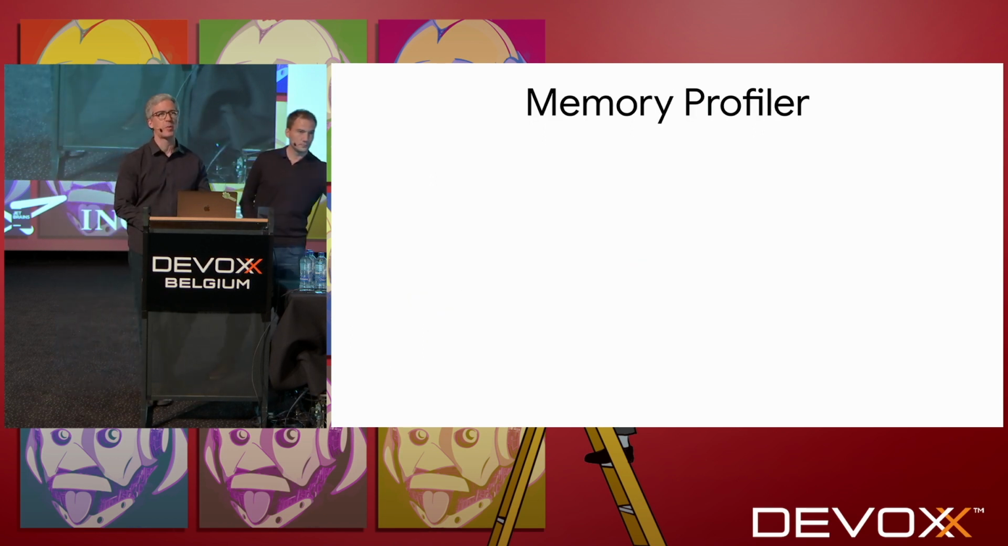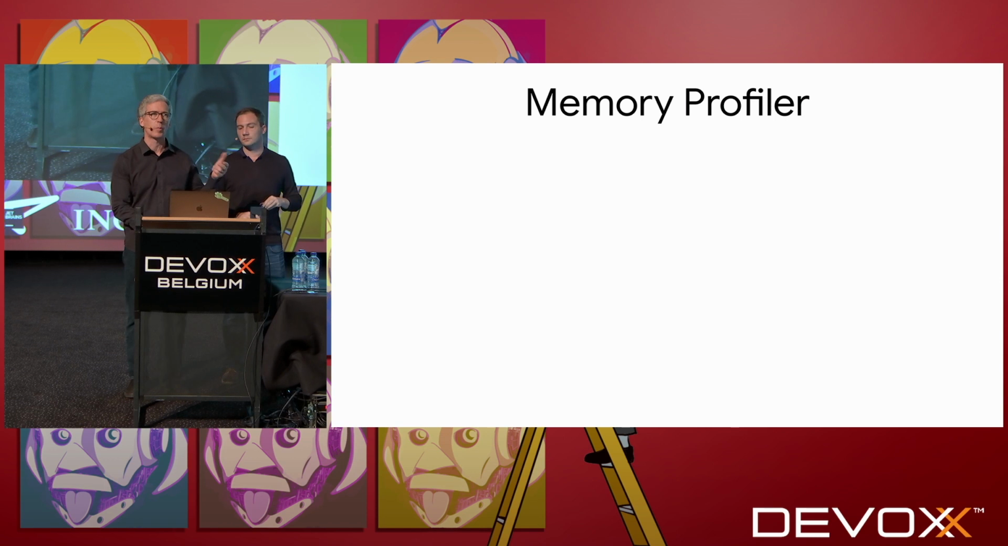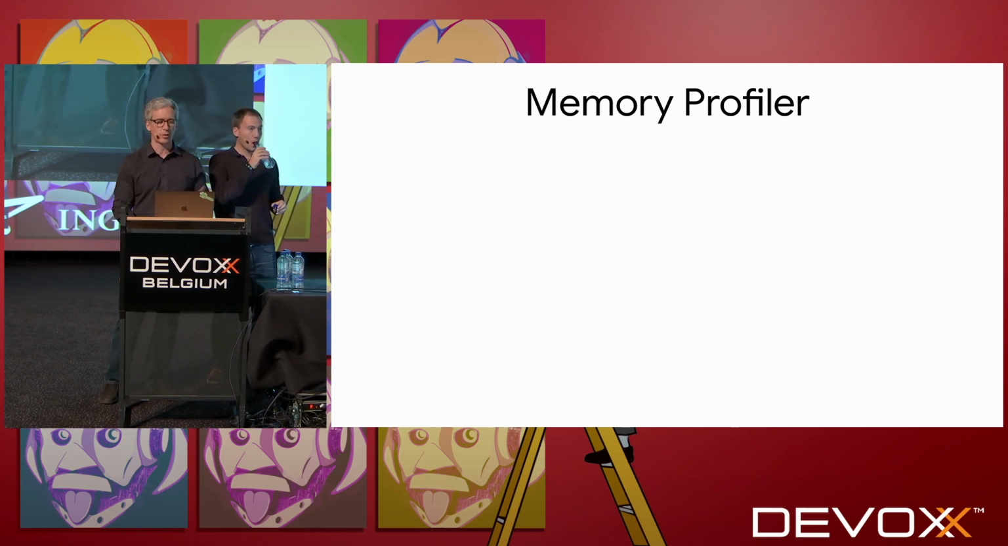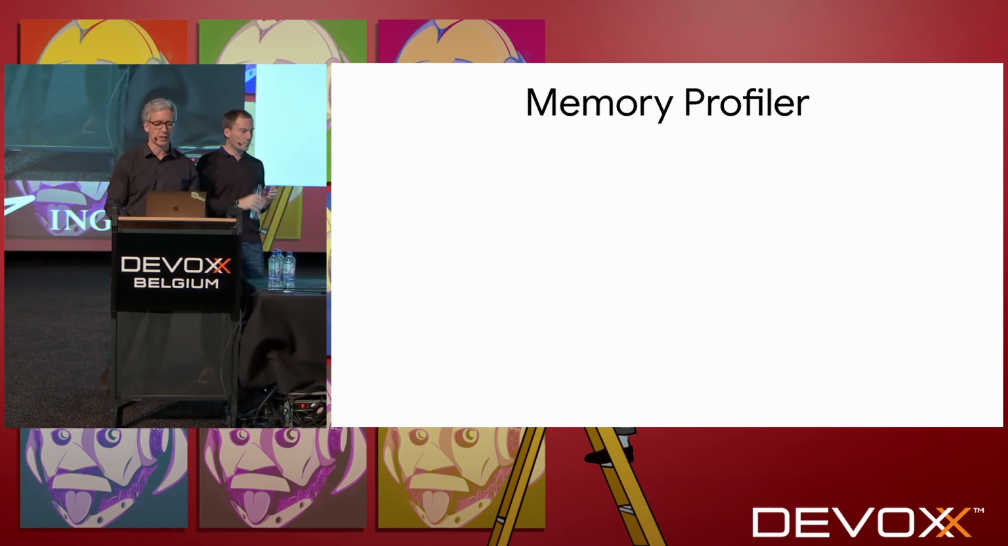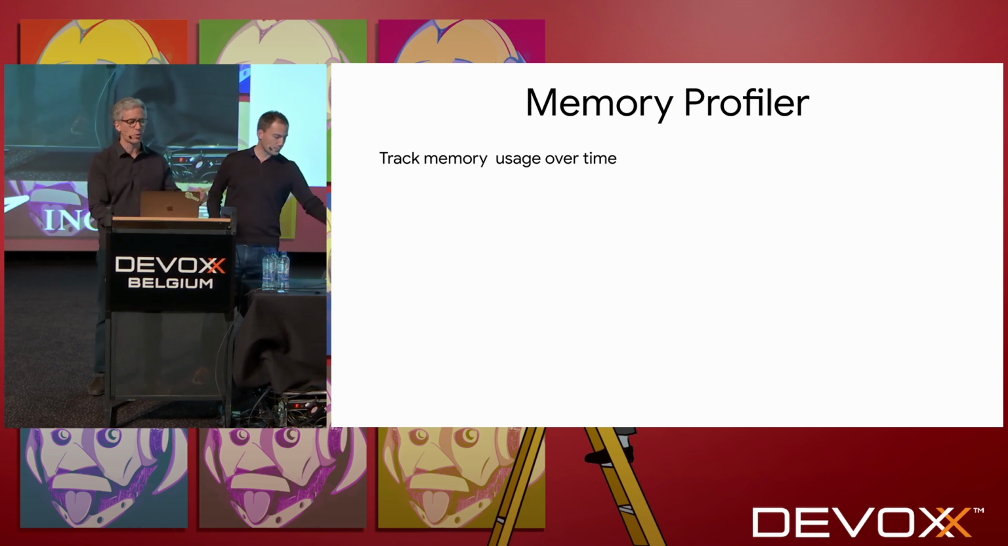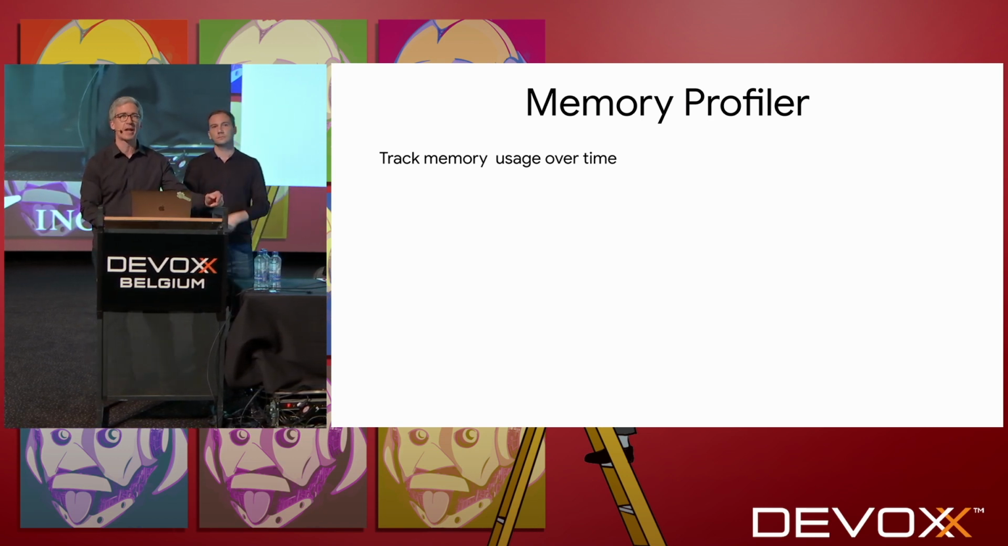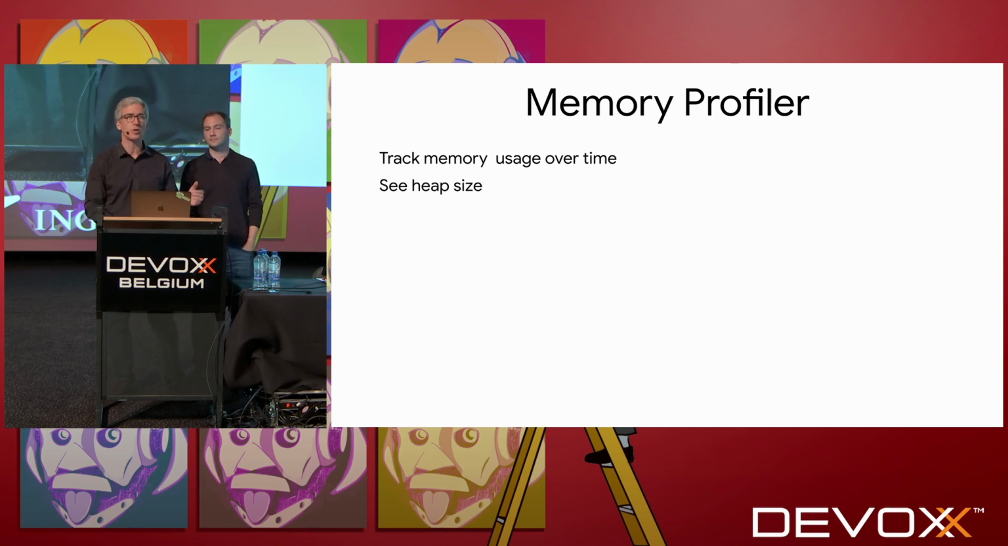Indeed. But what about the memory profiler? So this was the third tool that we mentioned. We could look at bytecode, decompiled bytecode, or we can look at what's actually happening in the heap to see what's going on. So a memory profiler is useful for tracking what's going on in the memory over time. You can see how big the heap is. This tends to be important, especially in Android and other constrained situations.